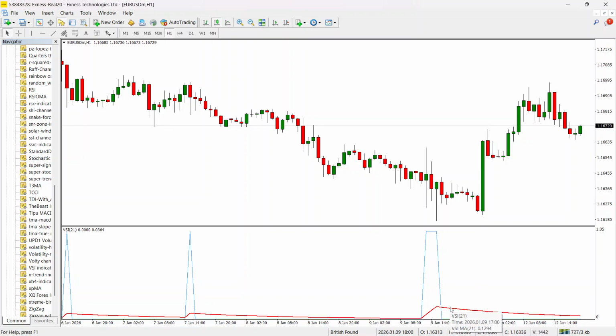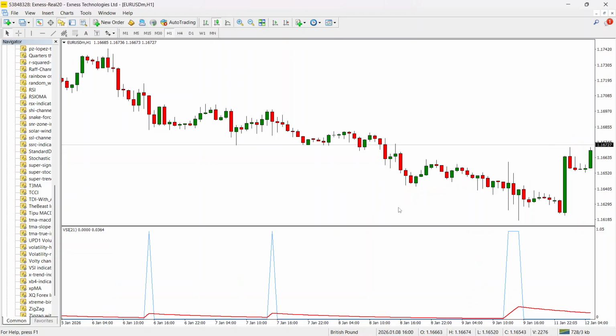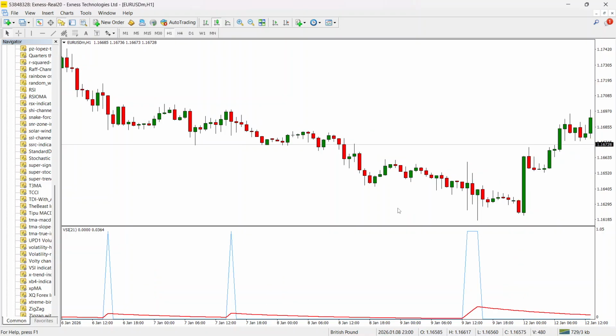I'll explain what the 21 means later. While the VSI MA line is a moving average of the VSI that smooths out fluctuations for clearer trend identification. By analyzing the relationship between these two lines, traders can identify periods of expanding volatility ideal for breakout strategies. Contracting volatility suggests consolidation or range-bound conditions, and volatility extremes often precede significant market movements or reversals.